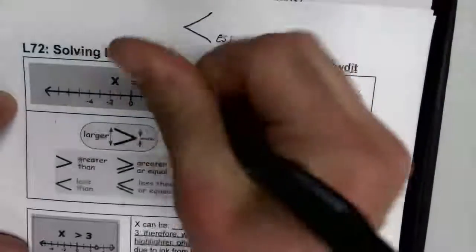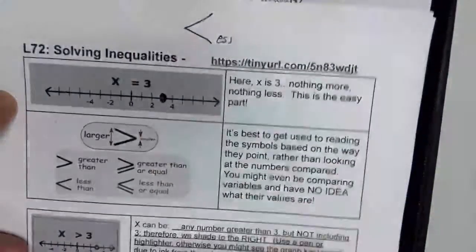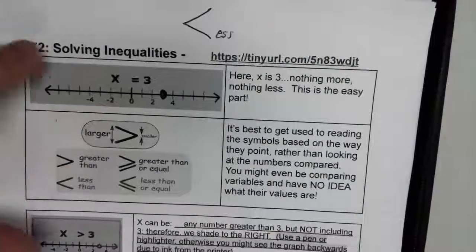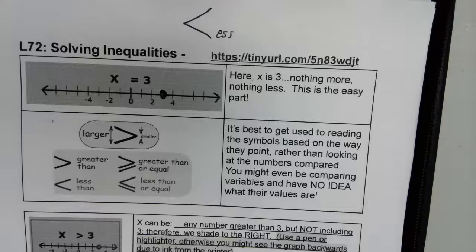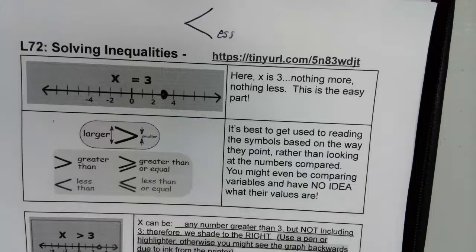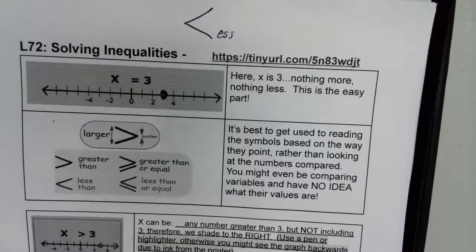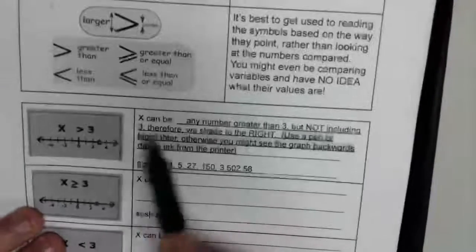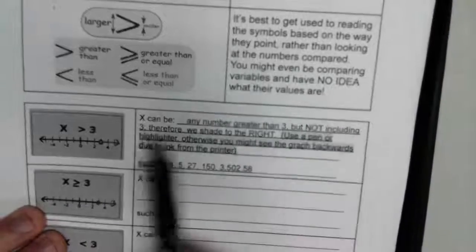But this is what you're used to doing. A dot, that's it. Here, x is 3. It's not 3.1. It's not 0. Can't be anything else. Okay, so that's equal to. That's absolute. There's no fluctuation. Here, in the first example, it says x can be any number greater than 3, but not including 3.